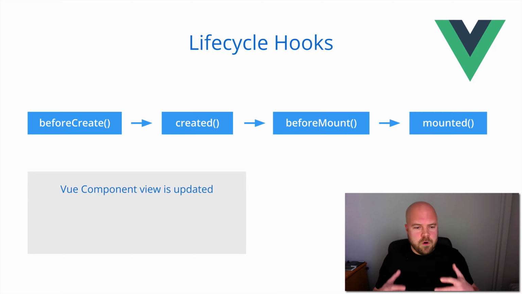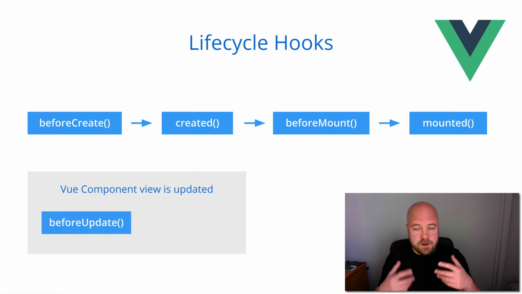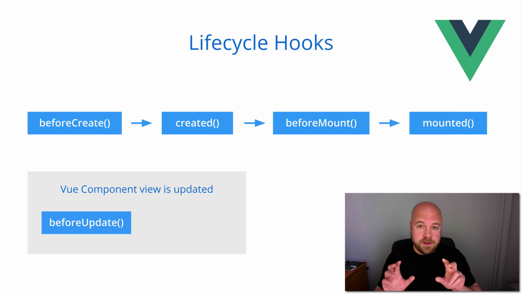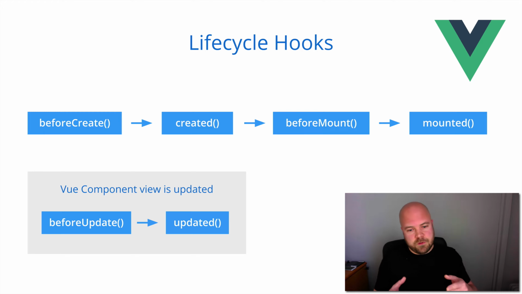We also have a couple more hooks which are fired whenever the Vue component view is updated. So let's say you click a button and that changes something within your component. Well, these two hooks will be fired at that point. First, we have the beforeUpdate hook, which will be fired just before that update is applied to the view. And then we have the updated hook, which will be fired at the point where the view is updated.